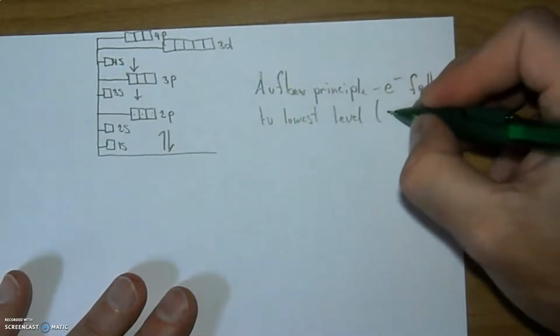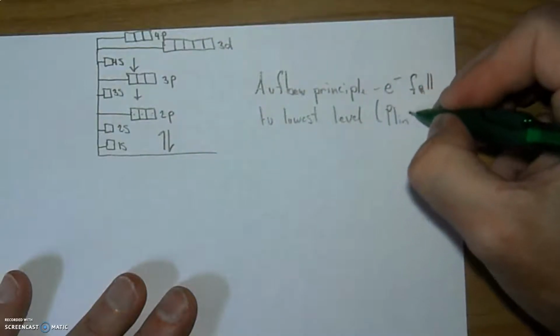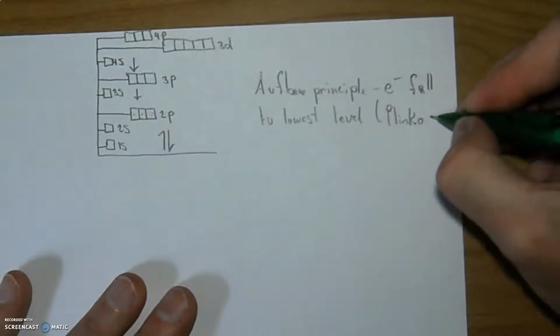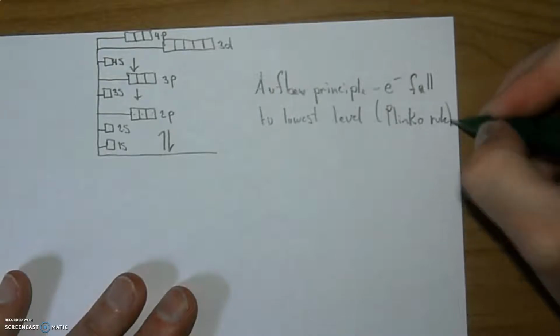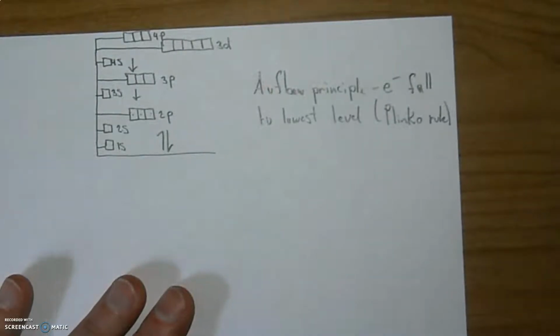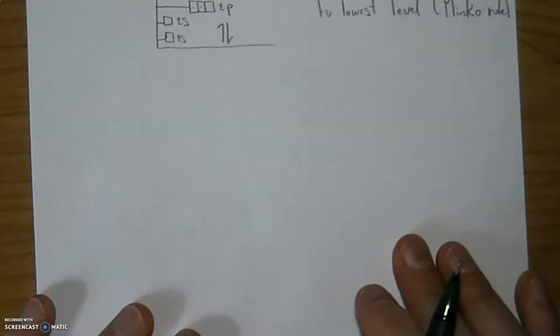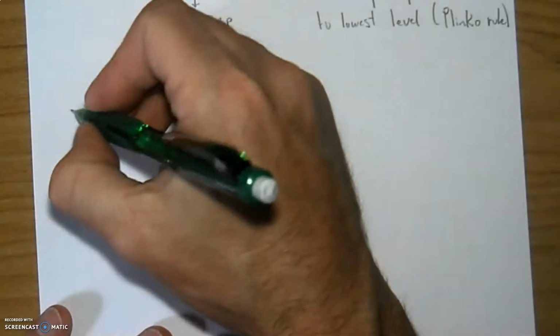I call that the Pauli rule. If you're familiar with The Price is Right, that'll make sense. The Pauli rule. Okay, just to mention that there are four quantum numbers, and I did this earlier.